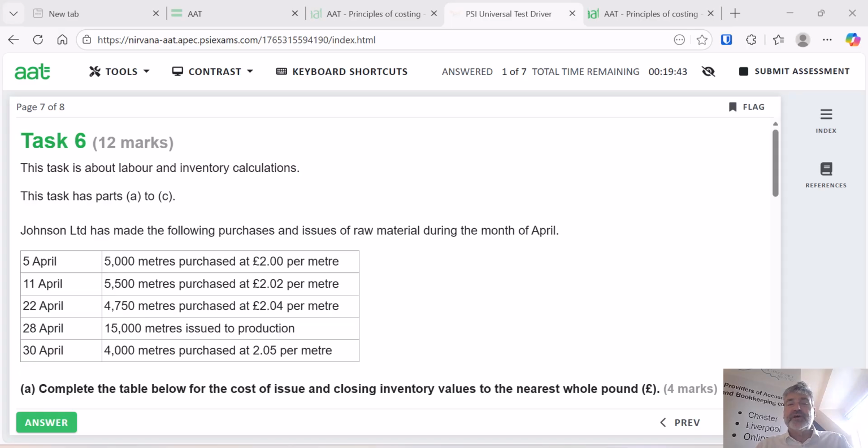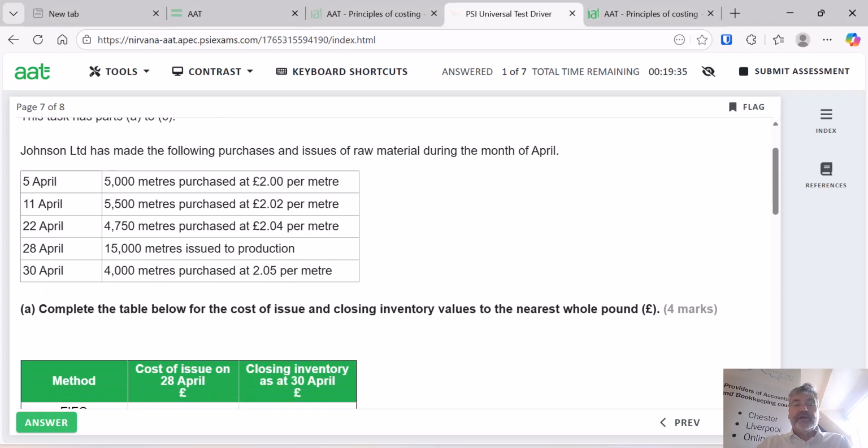We're given information about purchases and issues of raw material across the month of April. We start off with 3 sets of purchases on different days, and each time we've made a purchase, the price per metre has gradually increased. The issues that we're interested in valuing are the ones on the 28th of April, where 15,000 metres were issued from inventory to production. We finish April with some more purchases.